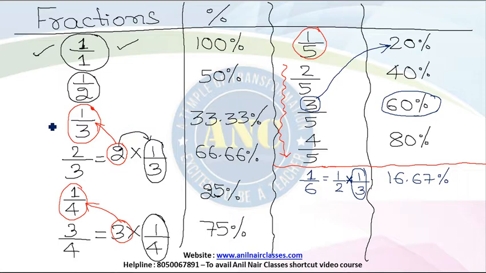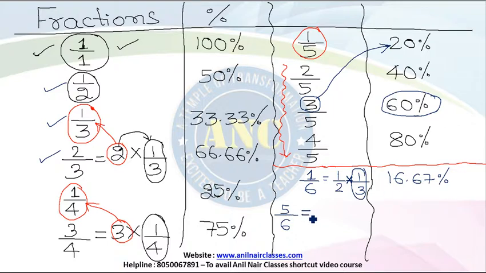2 by 6 is nothing but 1 by 3, already written. Next, if I increase my numerator, it becomes 3 by 6. 3 by 6 is 1 by 2, already written. Next, if I increase my numerator, it becomes 4 by 6. 4 by 6 is nothing but 2 by 3, already written. Next, if I increase, it becomes 5 by 6. 5 by 6 is nothing but 5 into 16.67, you will get the answer.